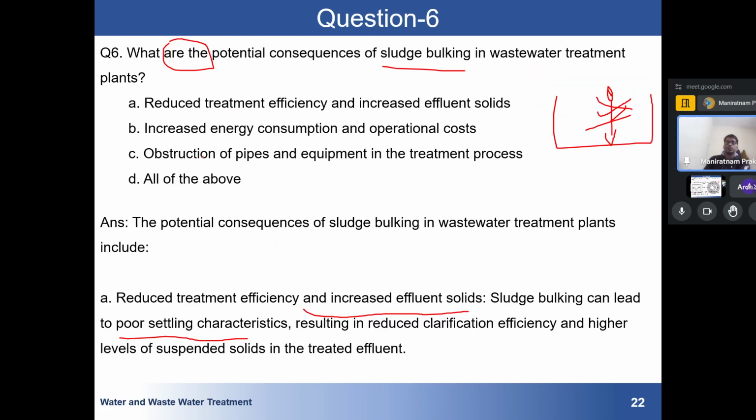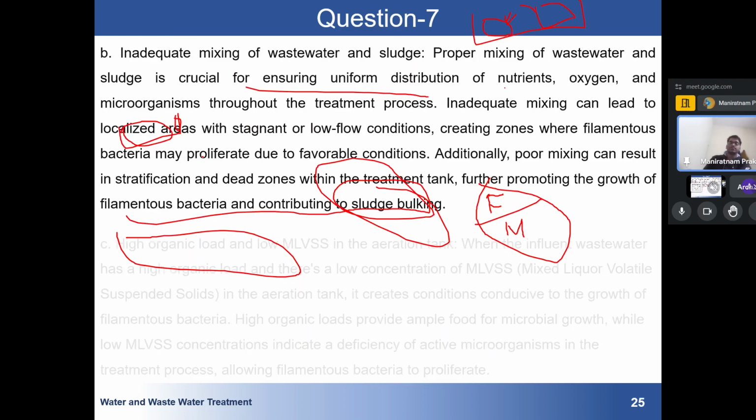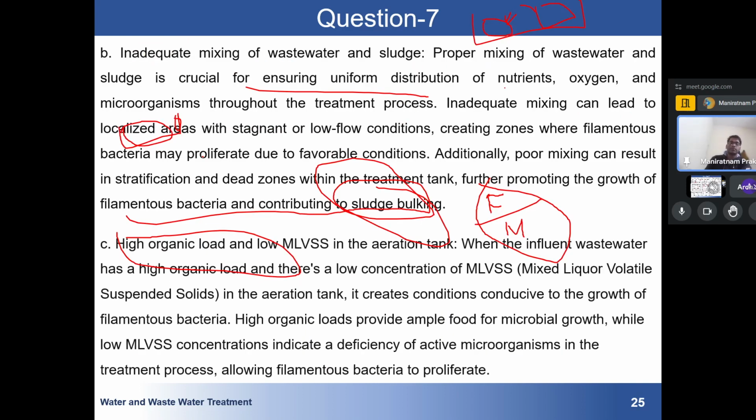So here in this question they are using some technical, scientific terms, but if you just focus on these two terms, high organic load and low MLVSS, you should consider that they are talking about high F by M, and you know that high F by M contributes to sludge bulking, because food is high, microbes are low. Again, this condition means that in a container high organic matter is there, but very few microbes are there. So some of the organic matter will decompose, and the remaining will start forming filamentous bacteria, filament-structured bacteria.